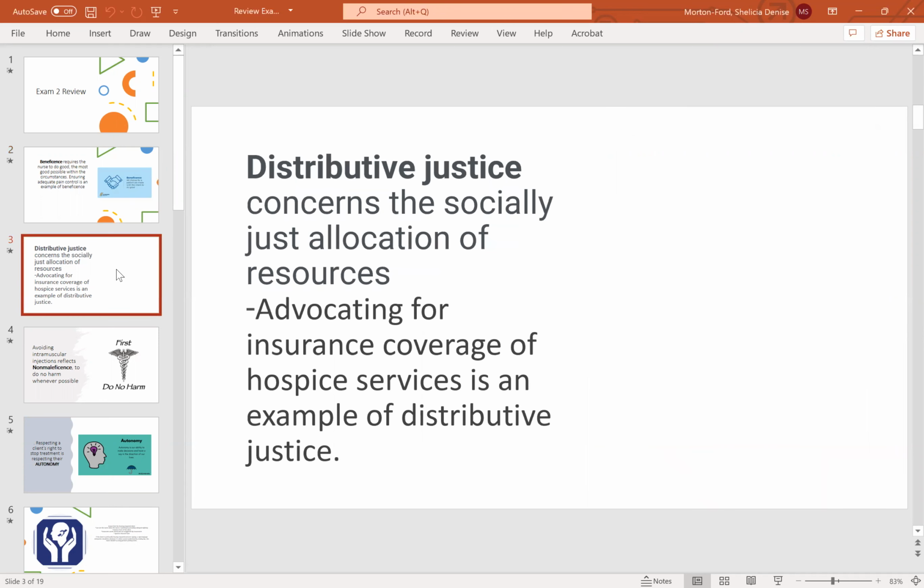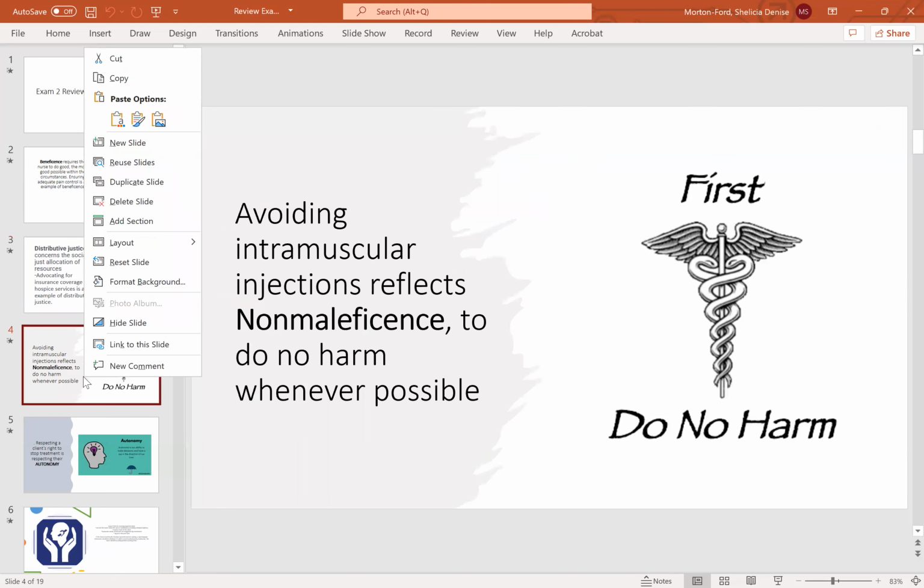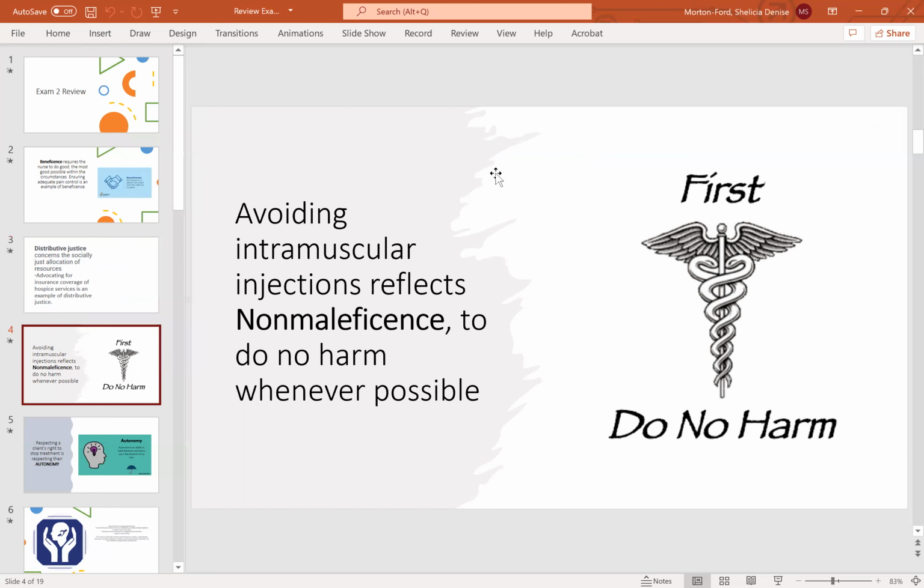When we talk about distributive justice, it concerns the socially just allocation of resources. An example of that would be advocating for insurance coverage of hospice services. That would be an example of distributive justice. That is where we're making sure that the resources are distributed accordingly. Now, when we talk about non-maleficence, first, do no harm whenever possible. An example of that would be avoiding intramuscular injections.